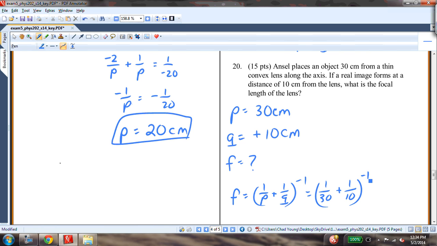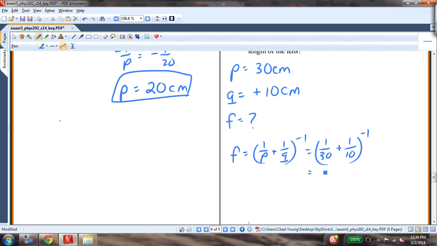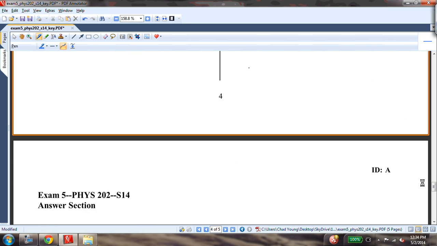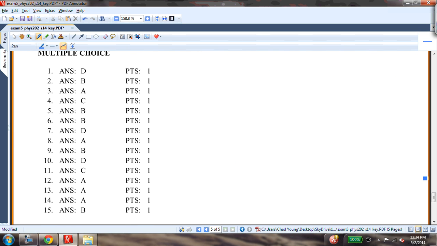That seems too simple, is it? No, that's it. All right, so this is 1 over 30 plus 3 over 30. That's 4 over 30. 30 over 4. Let's see, 4 goes into 30, 7.5 times. And so that's the right answer, and that's the final answer. There's the multiple choice answers.